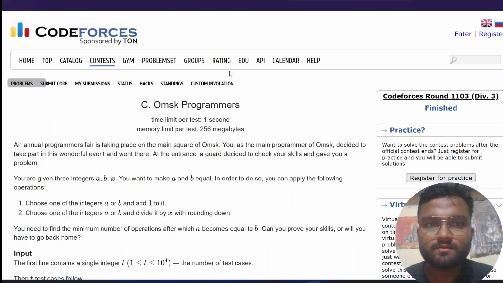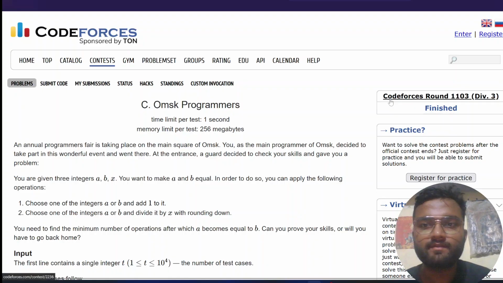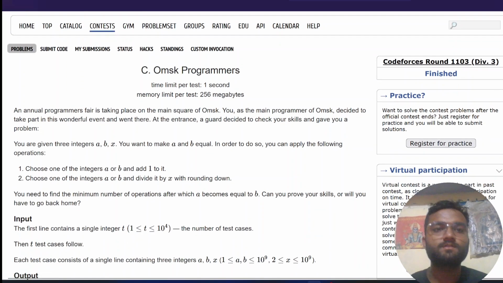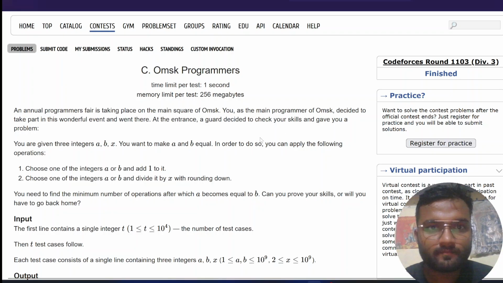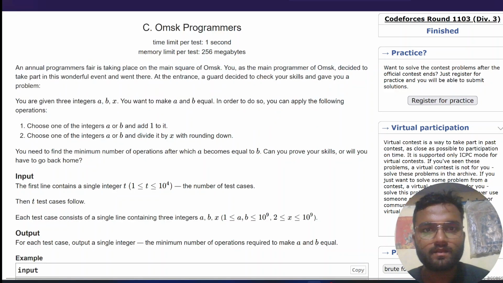Hello everyone. So today we are going to solve the problem number C1.3, named Omsk Programmers. In this problem, let me first explain the problem. We are given three integers, a, b and x. And our goal is to make a and b equal.